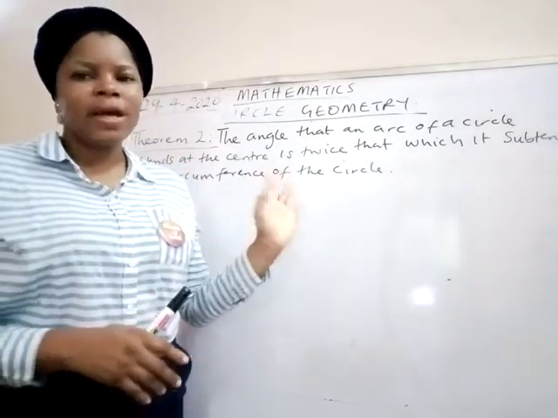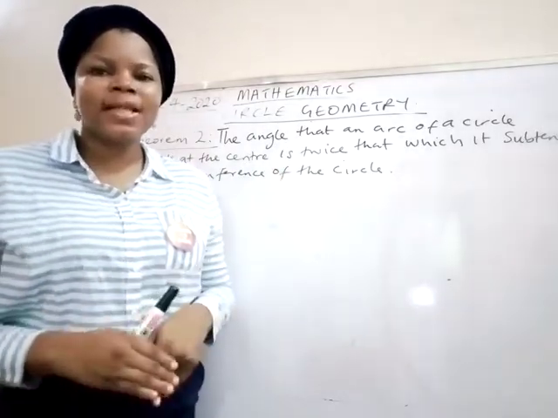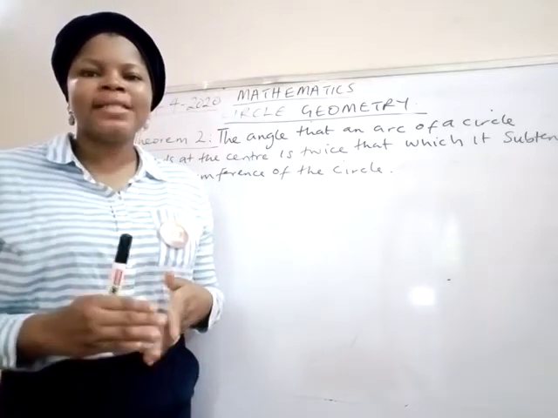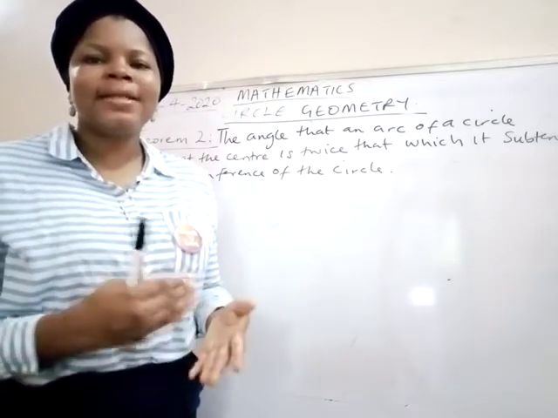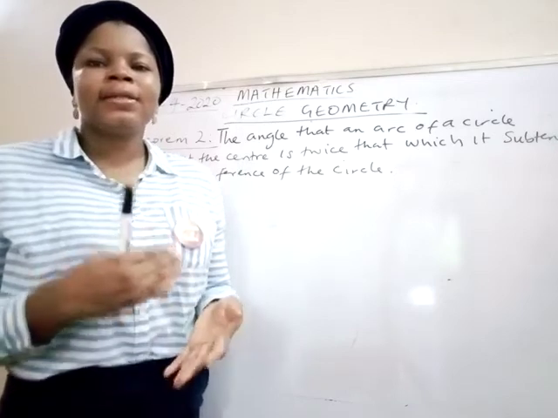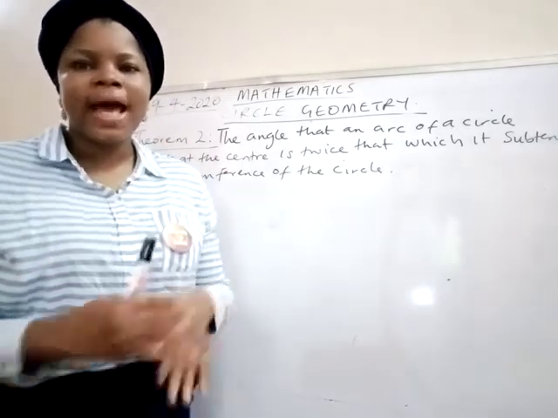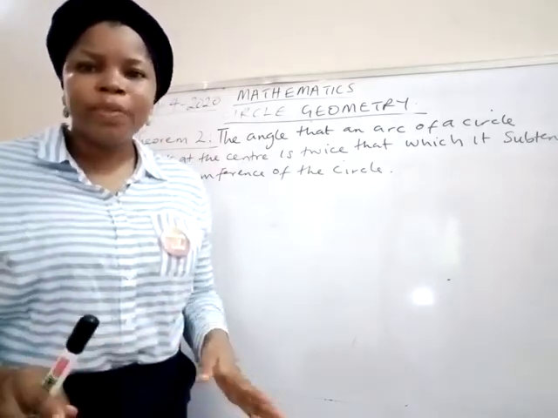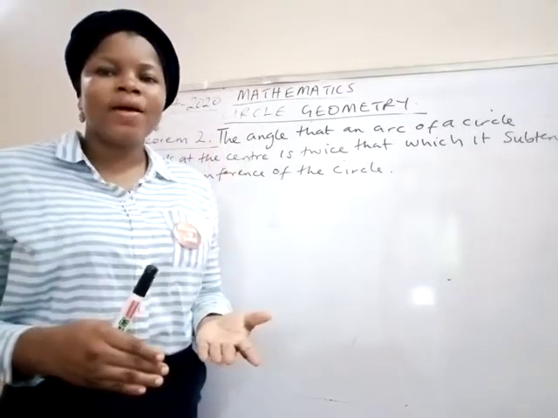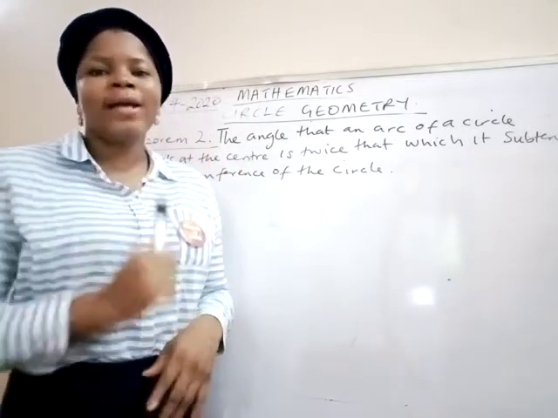Today we are going to look at theorem 2, which states that the angle that an arc of a circle subtends at the center is twice that which it subtends at the circumference of a circle. Simply put, the angle at the center of a circle is twice the angle at the circumference.